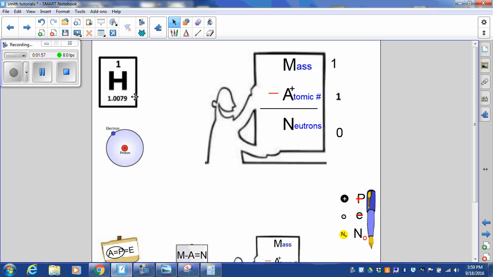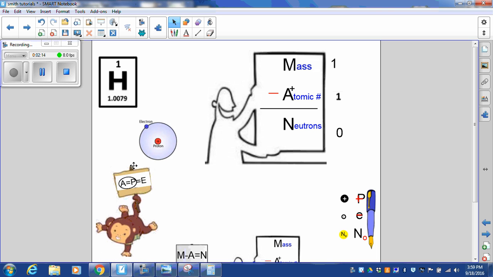Now, hydrogen is the only element on the periodic table that, whenever I calculate the number of neutrons, doesn't have any. Here's the Bohr model for hydrogen. So I see that 1 proton here. Remember, atomic number equals protons equals electrons. So atomic number and protons is 1. This is a neutral atom of hydrogen, so it has 1 electron. 0 neutrons.